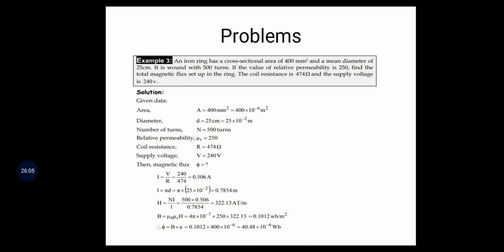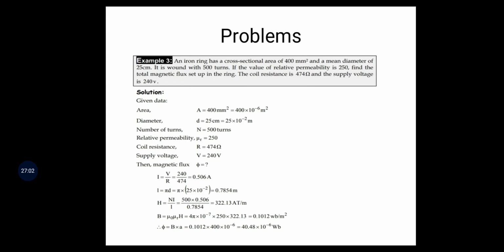Here flux density B equal to mu H, B equal to mu naught mu R H, that equals 4 pi into 10 power minus 7 into 250 into 322.13, that equals 0.1012 Weber per meter square.